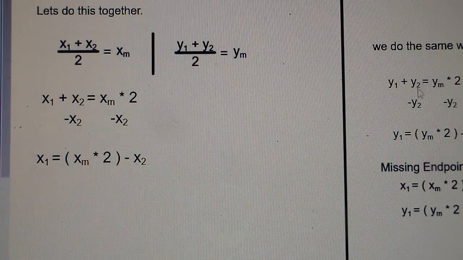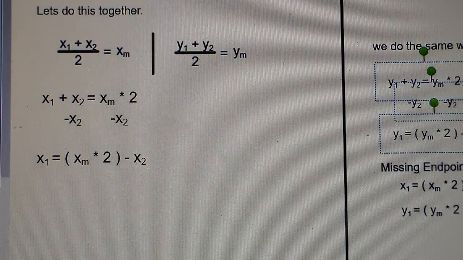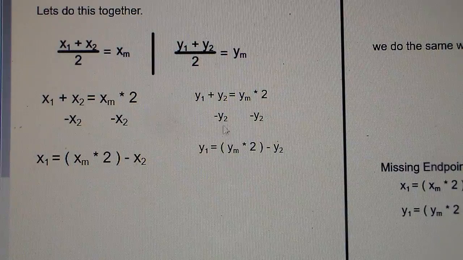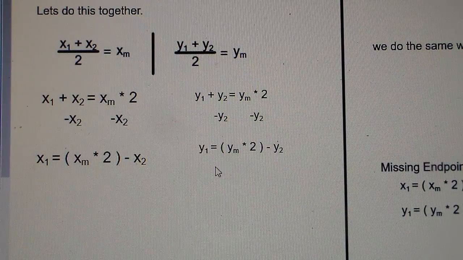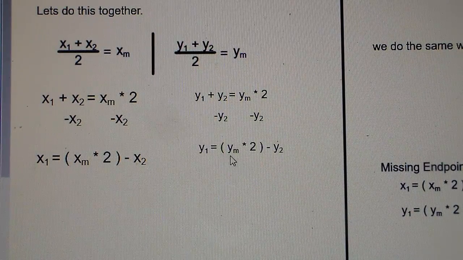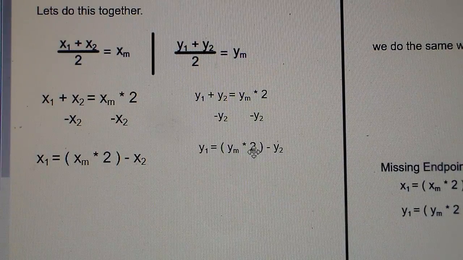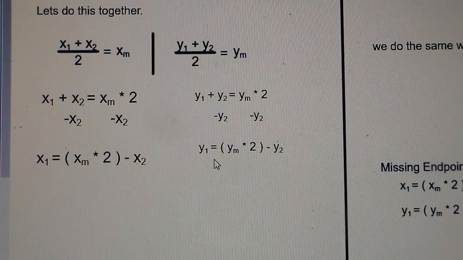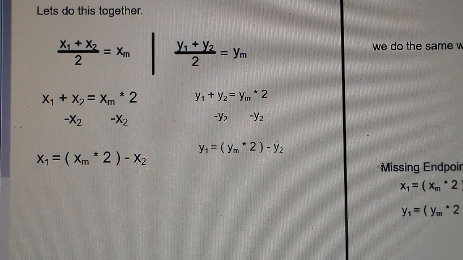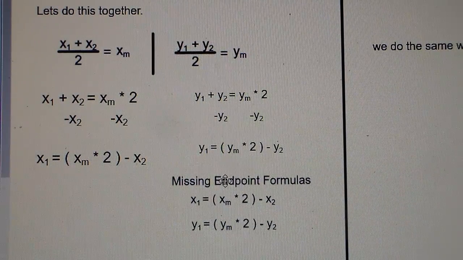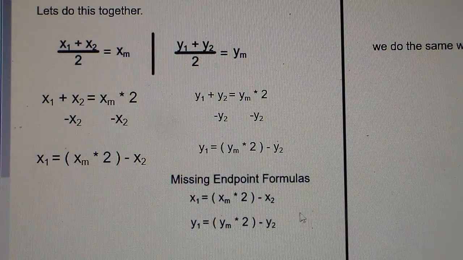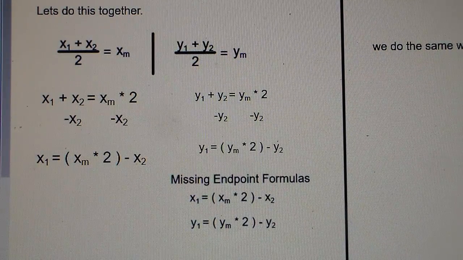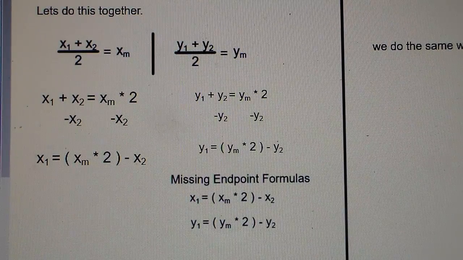Then we're going to be doing the same thing with our y values. We multiply by 2 to both sides. We then subtract our y2 value. So to find the y1, it's just parentheses y middle times 2, close parentheses, and then subtract the y2. That's how you can get your other endpoint for your y. So missing endpoint formulas are what you see here. Now we're going to do a couple of those together.